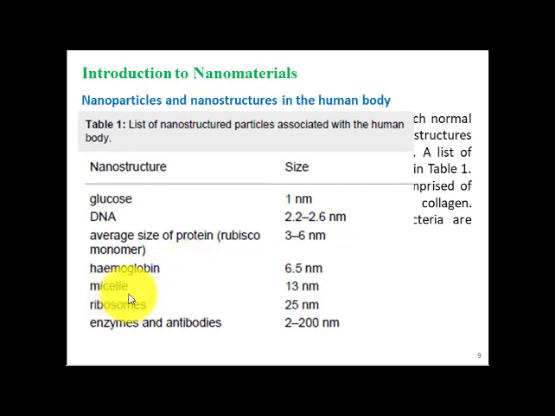Micelle, it is also a special kind of organelle. Its size is 13 nanometer. Ribosomes are present in our cells. These are round structures. They are 25 nanometer in size. And similarly, enzymes and antibodies, they are present in our bodies. They range from 2 to 200 nanometer in size.